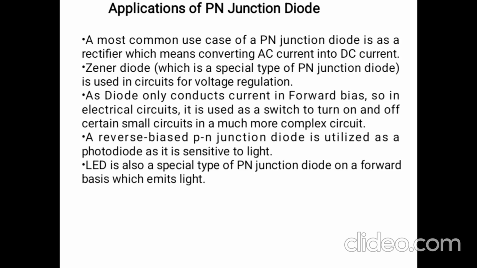The Zener diode is used for voltage regulation. The Zener diode circuit is used as a voltage regulator. The diode only conducts in forward bias. Next, a reverse bias junction is utilized in the photodiode, which is sensitive to light. Next, LEDs are also a special type of PN junction diode.